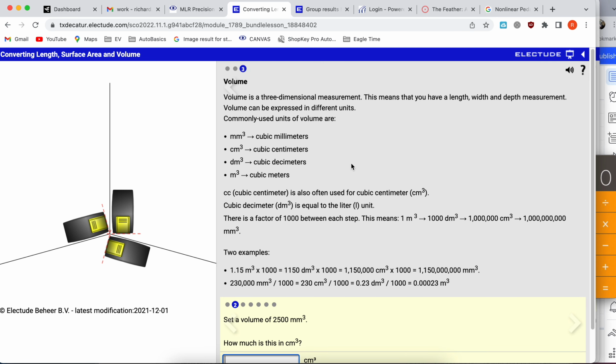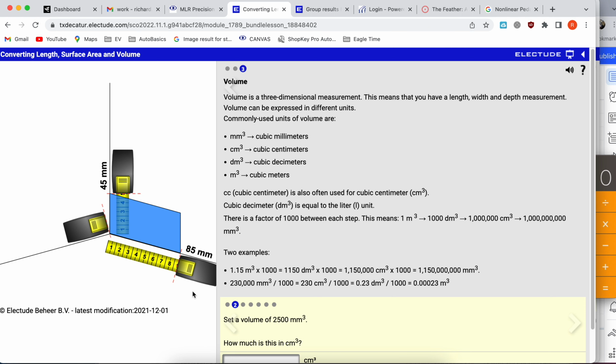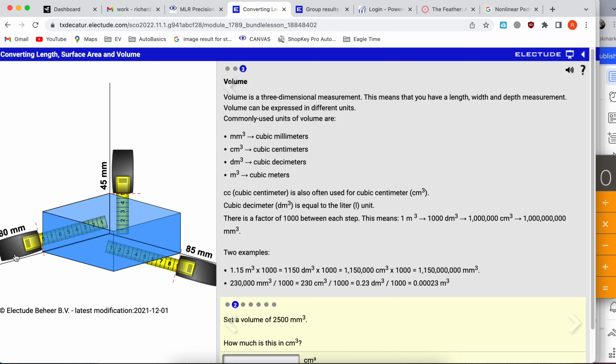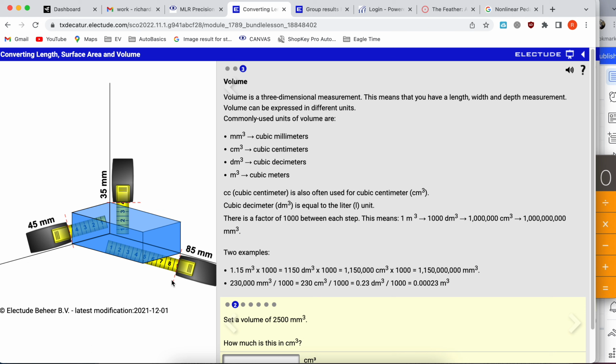All right, now we're looking at converting length, surface area, and volume. At this point, we're looking at volume, which means that we have 3 dimensions. So this is going to let us build this box shape of various sizes.